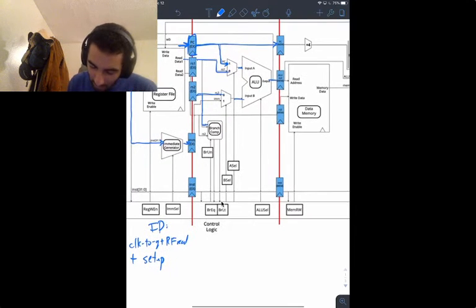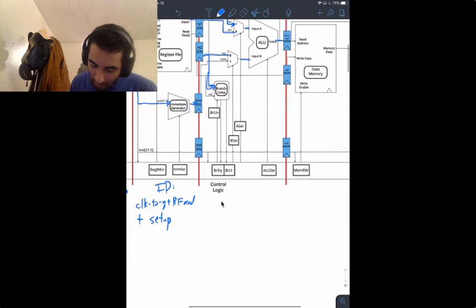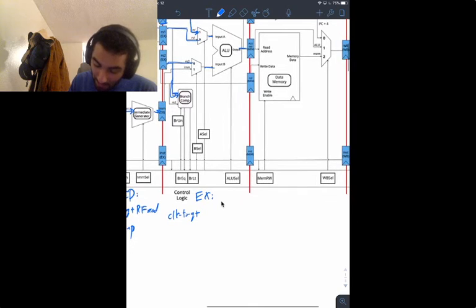We're going to choose between the branch comparison versus the ALU time. So execute would be clock to queue plus the max of the ALU plus the setup time, and the branch comparator.